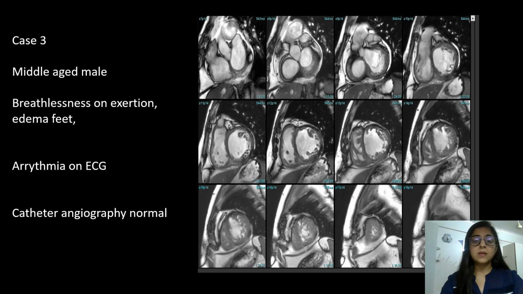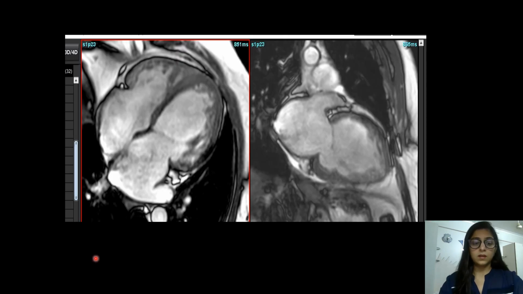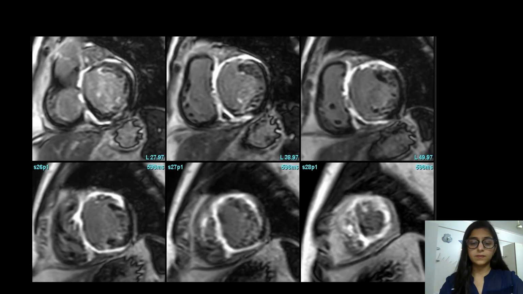Case 3. This is a middle-aged man with breathlessness on exertion and edema in the feet, arrhythmia on ECG, and catheter angiography was normal. Here we see again a dilated heart with poor ejection fraction and segmental dyskinesia involving both ventricles. On late gadolinium enhancement, we see global subendocardial and transmural enhancement. Again, not restricted to one single coronary territory, raising the possibility of something abnormal.